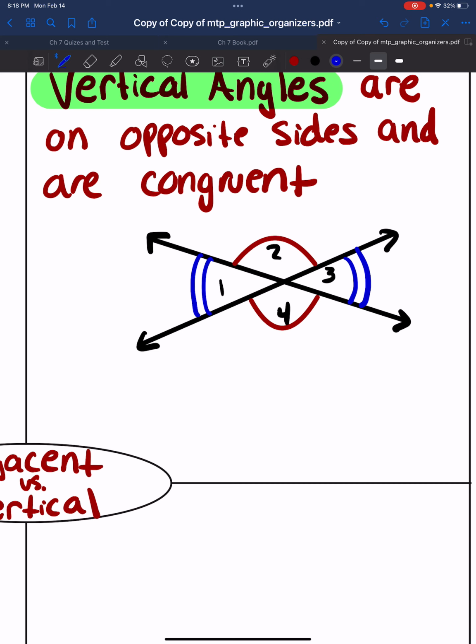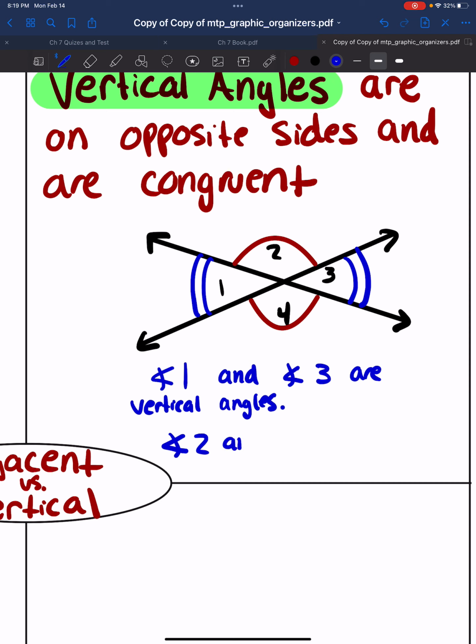So down here I'm going to say angle 1 and angle 3 are vertical angles. Angle 2 and angle 4 are vertical angles.